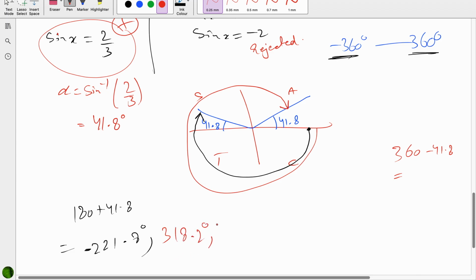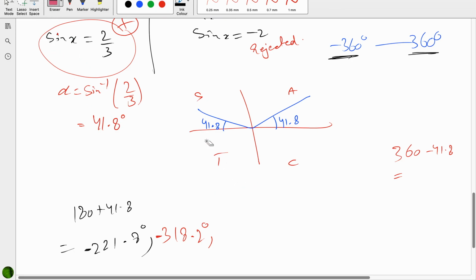318.2. Thank you. And again with the negative sign. So we're done with the first two angles. Now I'm just removing these arrows so I make it less messy. So these go away. And now I am moving in anti-clockwise direction.